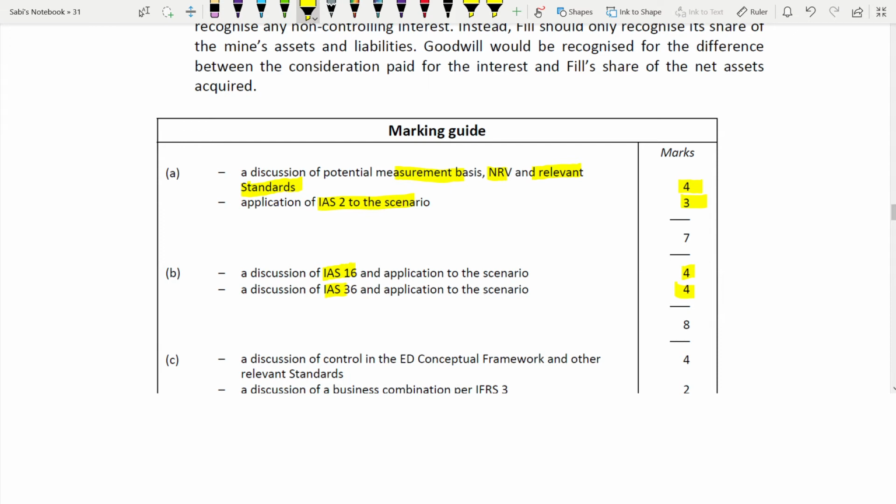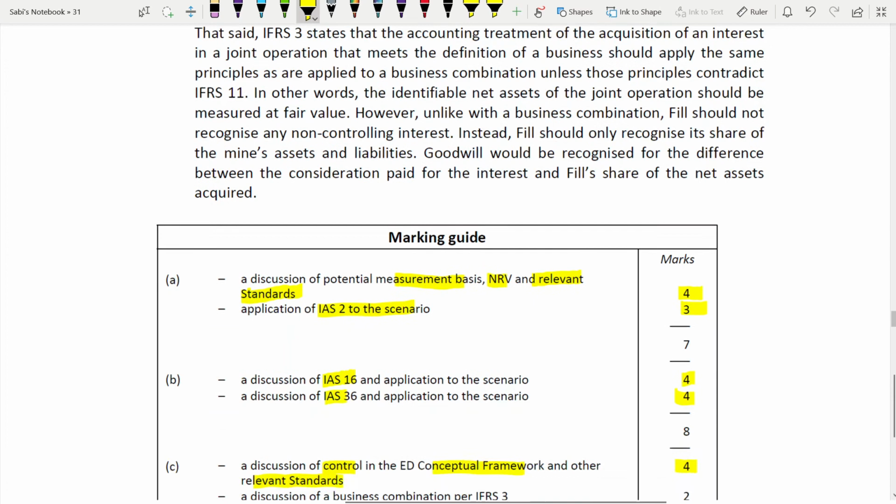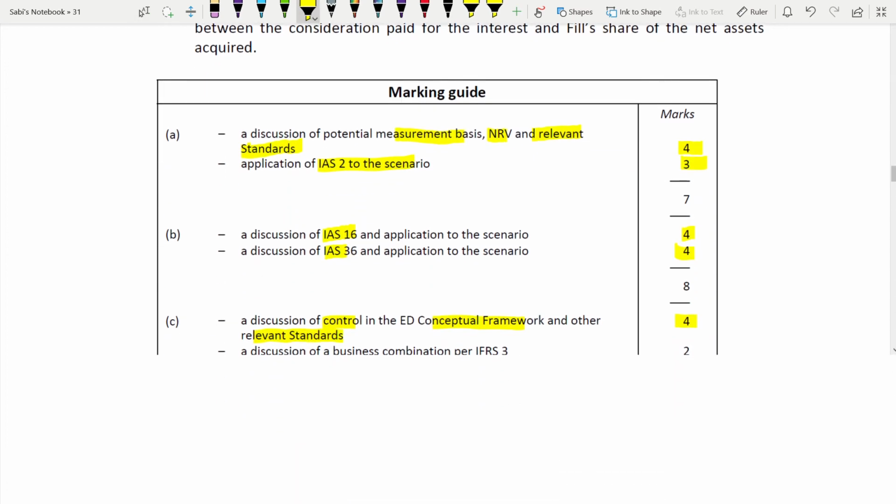And part C, when we are coming to part C, it's for 10 marks. Okay, 4 marks for discussion of control in the conceptual framework and other relevant standards, that is IFRS 10. So I would say 2 marks for the conceptual framework, 2 marks for IFRS 10. Next, also the joint control, right? Joint control also. So everything 4 marks. Next, a discussion of business combination under IFRS 3, that is 2 marks. And the last 4 marks, it's not here, but let me tell you, because you will be getting 10 marks for part C, the last 4 marks is for applying it to the scenario.